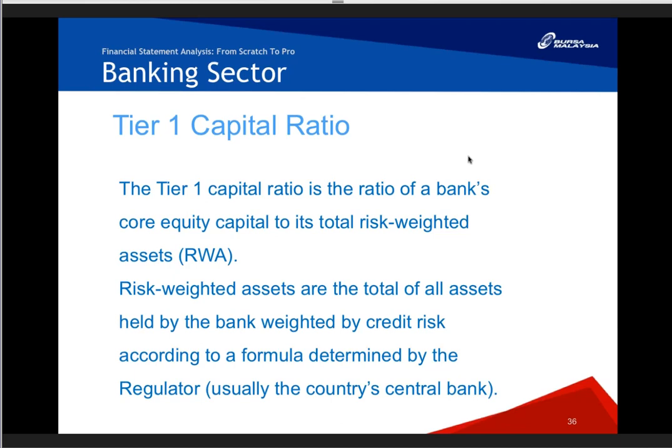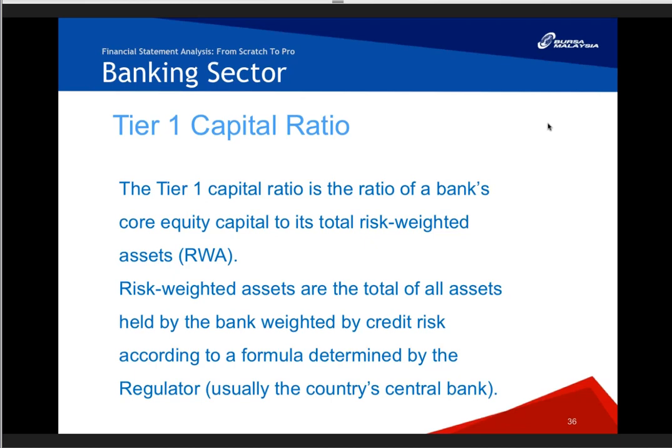Is it my money or your money? So therefore, you are divided into Tier 1, Tier 2, and Tier 3. Tier 1 is the core assets of the bank, the bank's own money, whereas Tier 3 will include other depositors' money, which is a bigger portion.